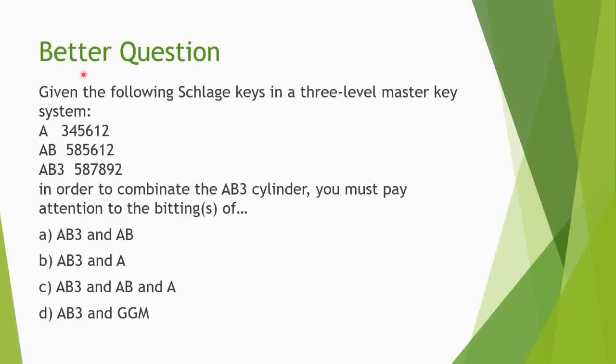Here's a better way of phrasing it. Given the following Schlage keys in a 3-level master key system, A, AB, and AB3, in order to combine the AB3 cylinder, you must pay attention to the biddings of... The answer is AB3 and A. You don't need to pay attention to the bidding of AB when pinning the cylinder, because AB is an incidental master key in this situation. We can recognize that it's an incidental master key because every cut on AB is either the same as AB3 or it's the same as A.